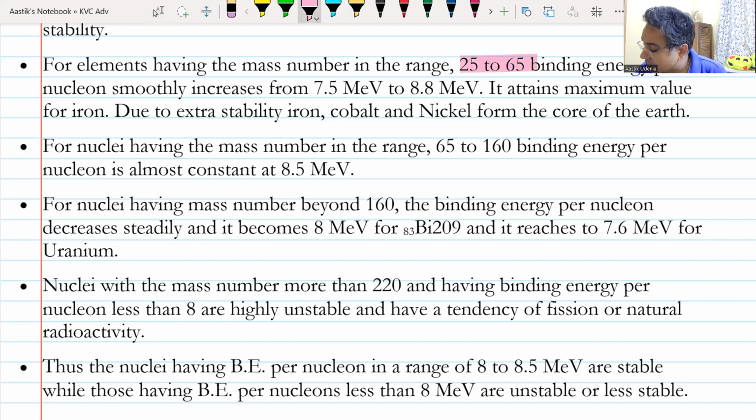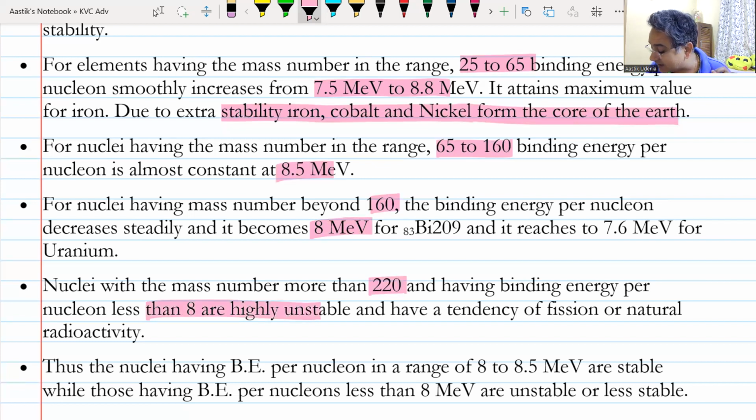Between mass number 25 to 65, the binding energy per nucleon steadily increases, and it becomes most stable between iron and nickel. Therefore, iron, copper, and nickel form the core of Earth. From 65 to 160, it remains almost constant, around 8. With mass number more than 220, it becomes less than 8, and the nuclei become very unstable. And they have a tendency for fission.